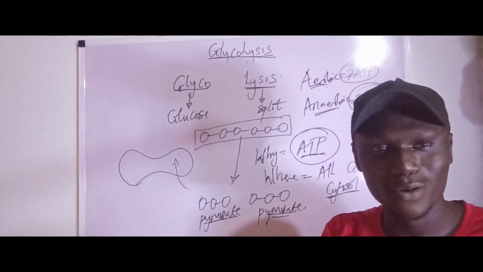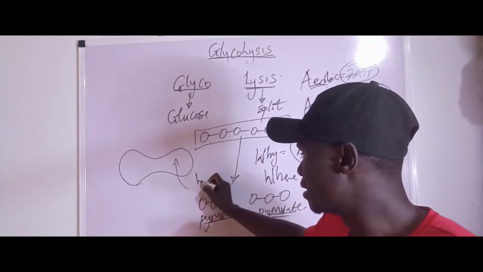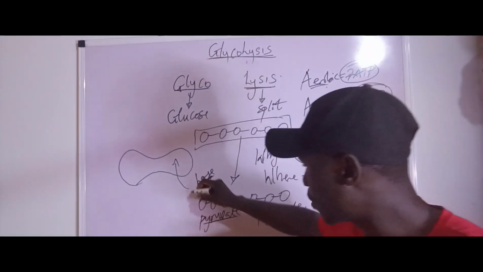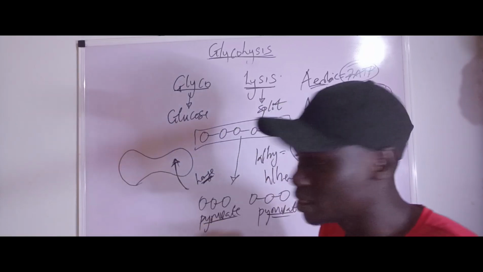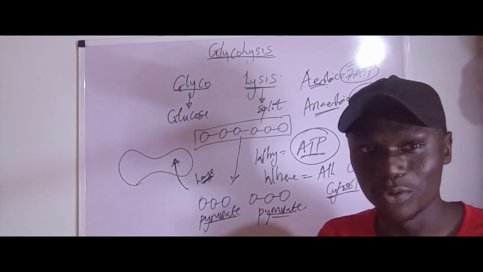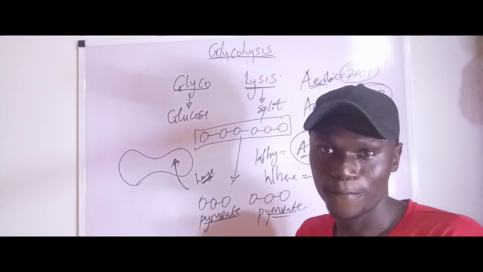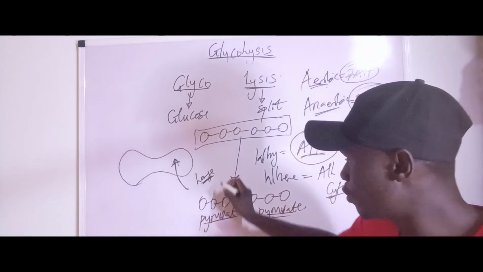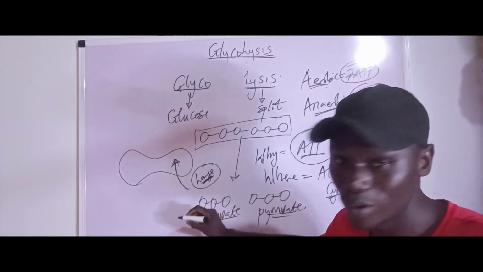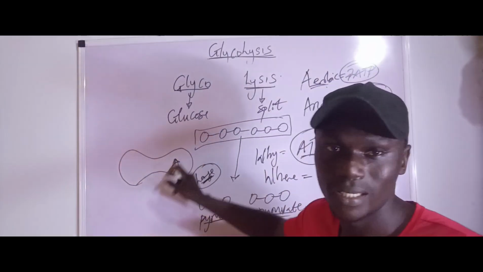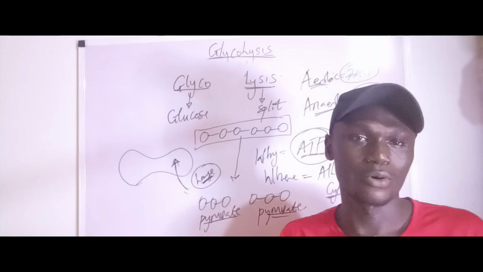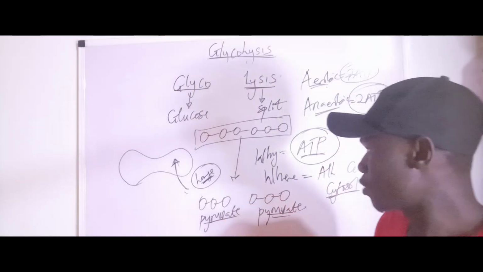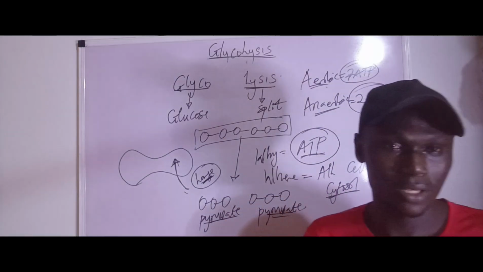And you know that glucose is a large molecule, meaning that it can't pass through the cell membrane except you give it a transporter. What I'm trying to say is that in order for glucose, which is a large molecule, to enter the cell, it needs a transporter. So the next thing we will talk about is glucose transporters.